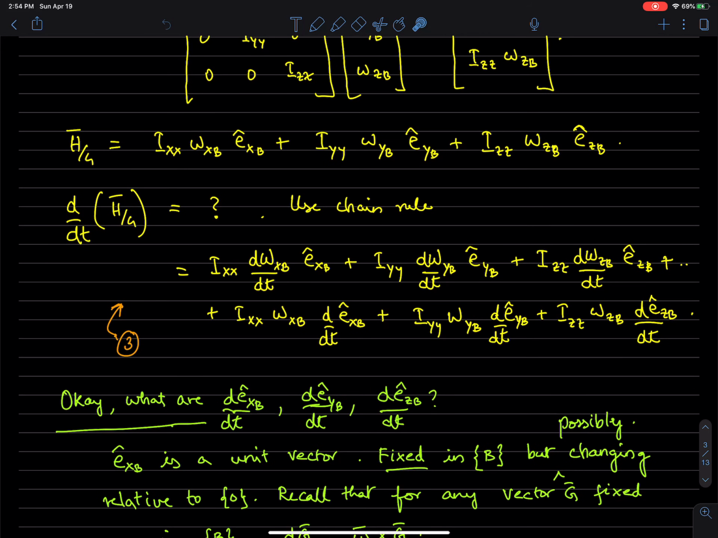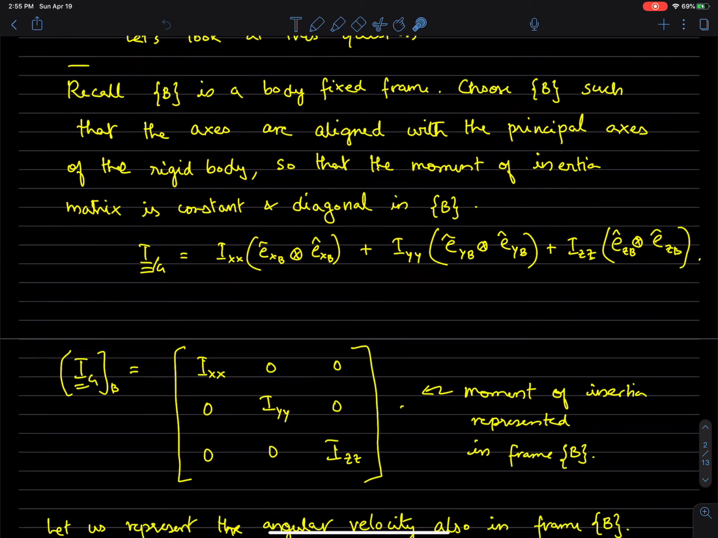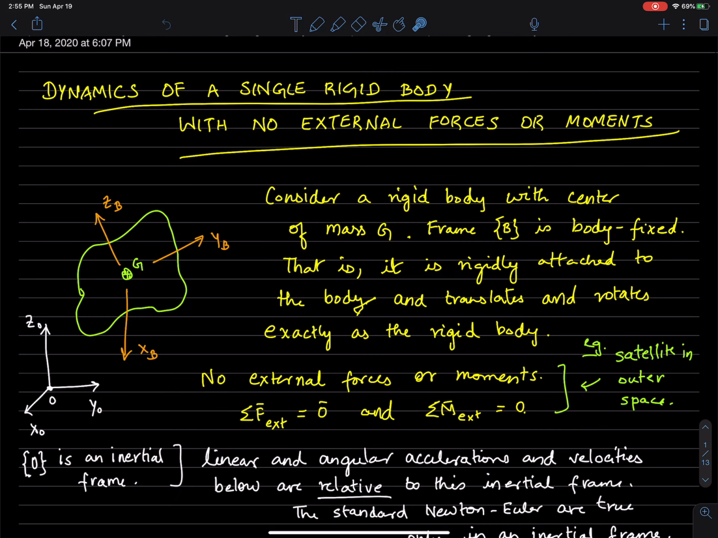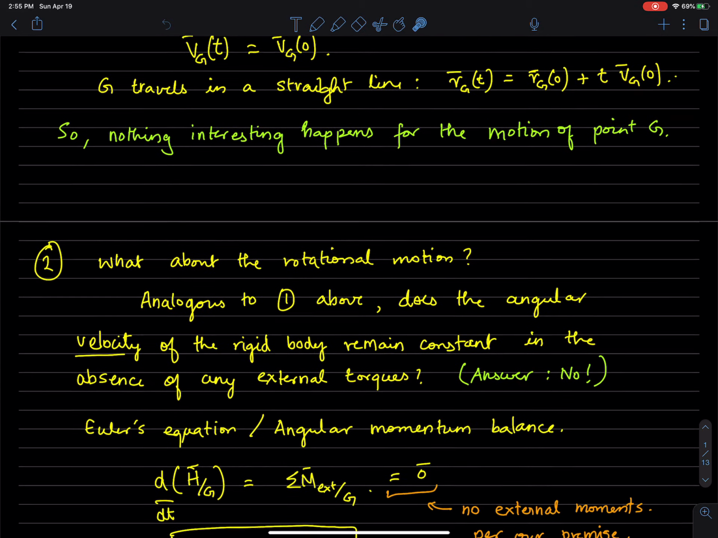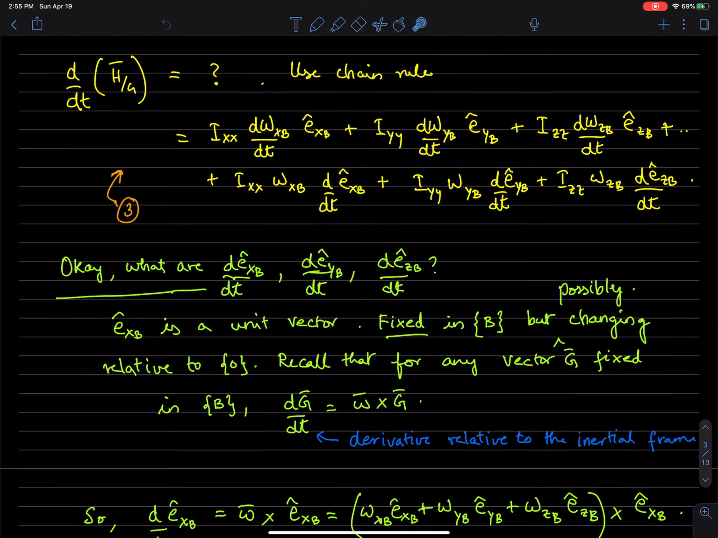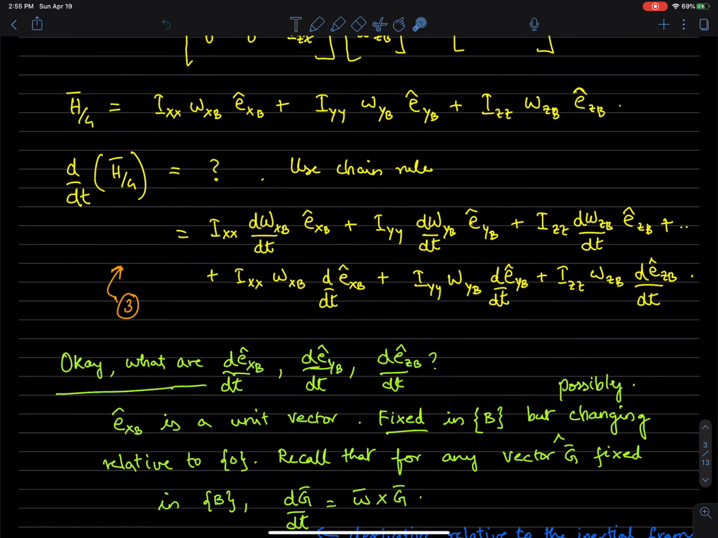Okay, so what is d by dt of h_G? We're taking the derivative of this quantity, and we just use the chain rule. I is a constant. Omegas can potentially be variable. e_xB, e_yB, e_zB are unit vectors. Their magnitude is a constant, but their direction can change if the object has an angular velocity, right? So if the rigid body has some angular velocity, these vectors constantly change. So d by dt of those unit vectors are not necessarily equal to 0.